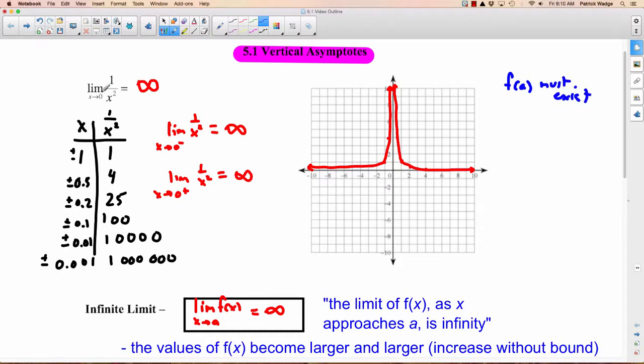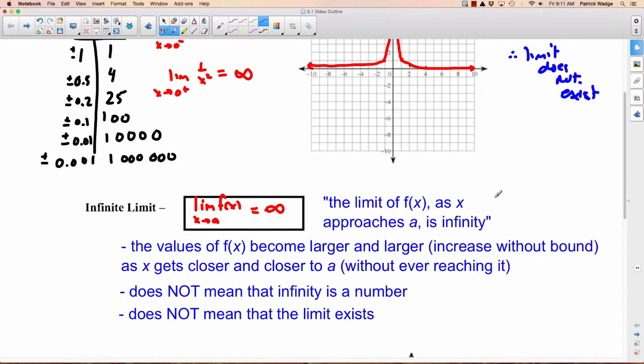So in our example here, since our a value is 0, we would need f of 0 to exist. Well, when you have an input of 0, an x value of 0, what's the y value? There is none, because x can't be 0. So f of 0 does not exist, which means the limit does not exist.